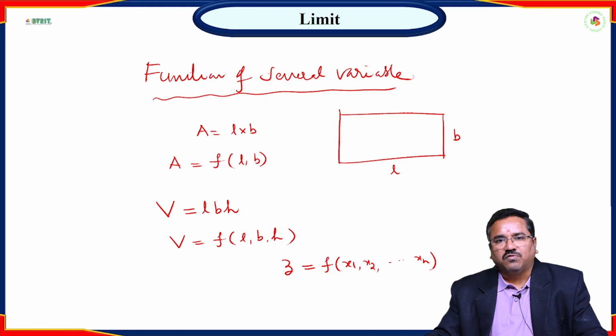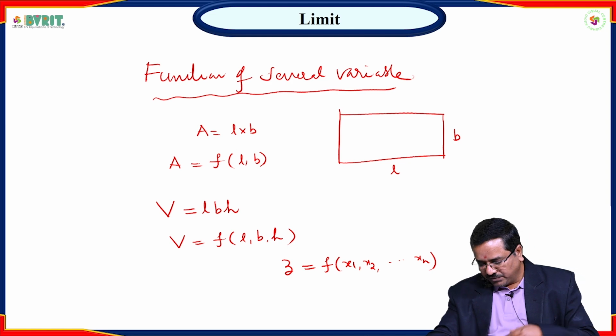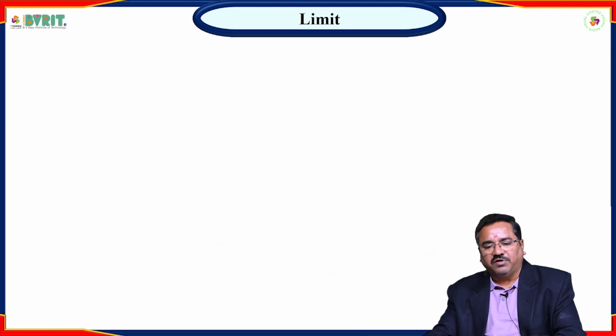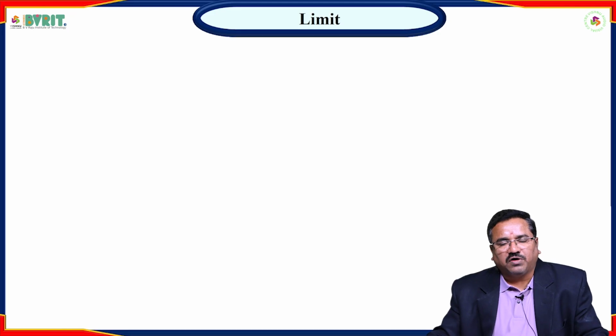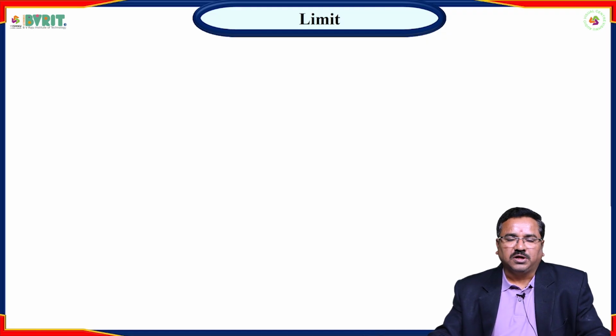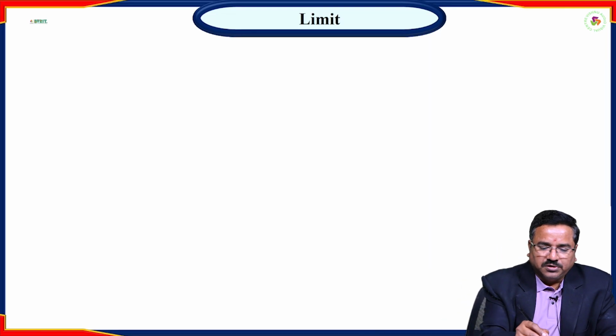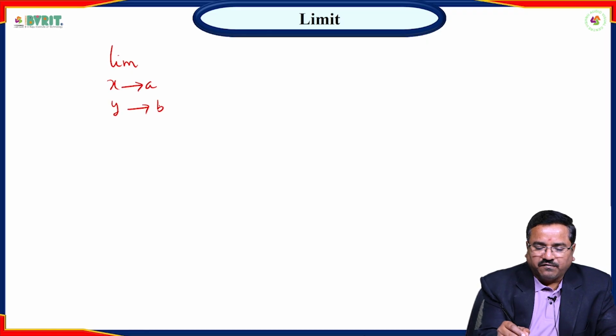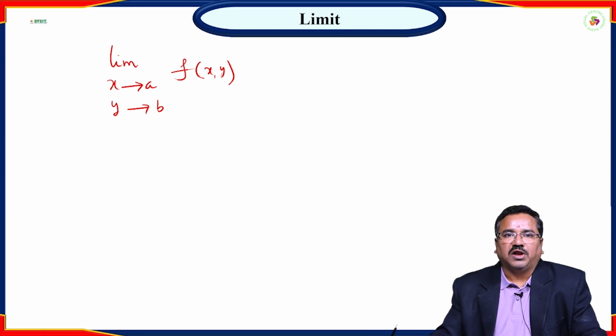I hope you understand what is meant by a function of two variables, a function of three variables, and how to extend to a function of n variables. Now, how to define or find the limit of a function of two variables? Most of you are aware of how to calculate the limit of a function of a single variable. But in this curriculum, we have how to find the limit of a function of two variables. For example, limit x tends to a, y tends to b, f of x comma y. How to compute the value of this limit?